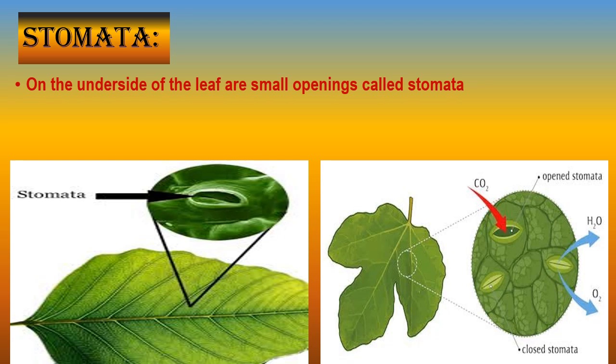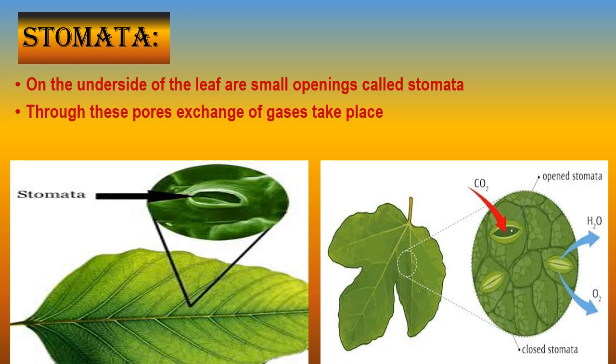What is exchange of gases? As you all know, plants release oxygen gas and they absorb carbon dioxide gas. So through these pores, which are known as stomata, exchange of gases takes place in plants. They release oxygen gas and absorb carbon dioxide.